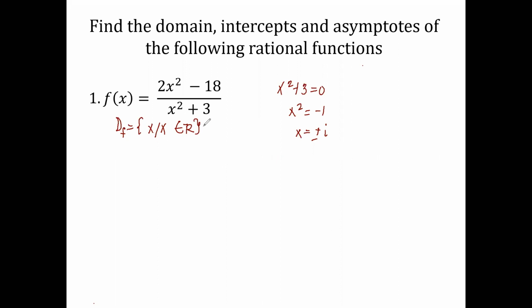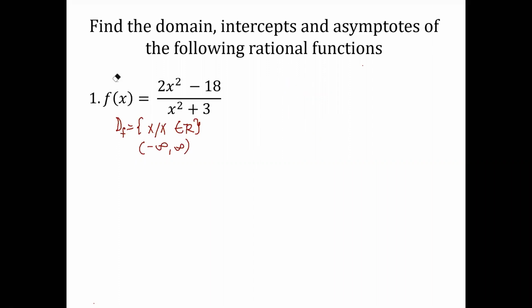So that's the set builder. So interval notation is from negative infinity to positive infinity. So meaning there is no possibility that your denominator will be 0. Okay, so let's move to the next one.